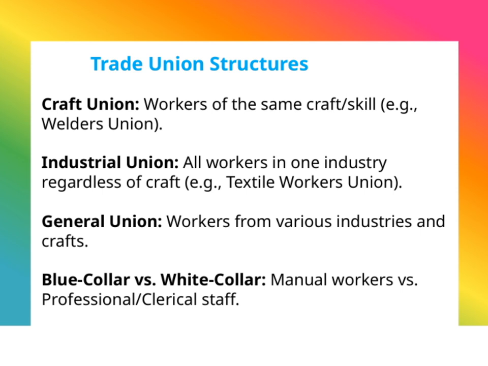Next, there's the industrial union. Unlike craft unions, these include all workers within a particular industry, regardless of their specific skills. For example, a textile workers union would bring together everyone working in textiles, from machine operators to factory managers. The goal is to strengthen bargaining power across the entire industry.